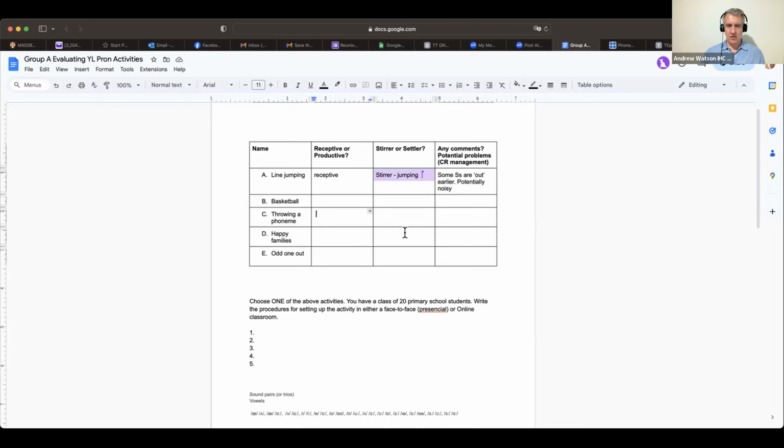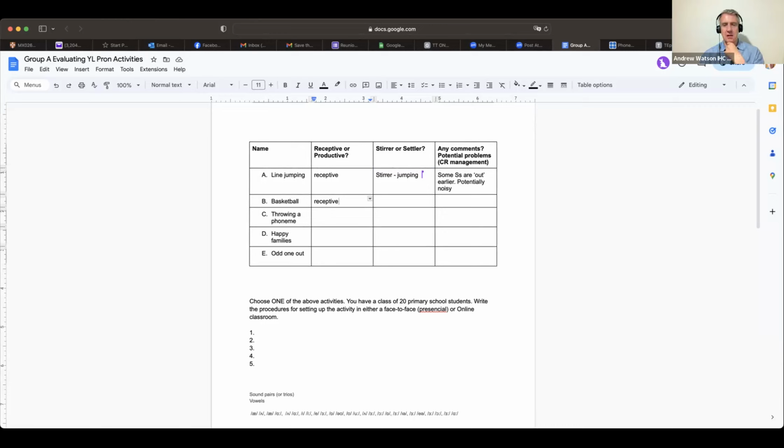All right, let's move on to basketball. What do you think? Receptive or productive? I think that it's also receptive because the teacher is going to make the sound, and they are going to decide in what bin or box they are to score. Yeah. That's right.